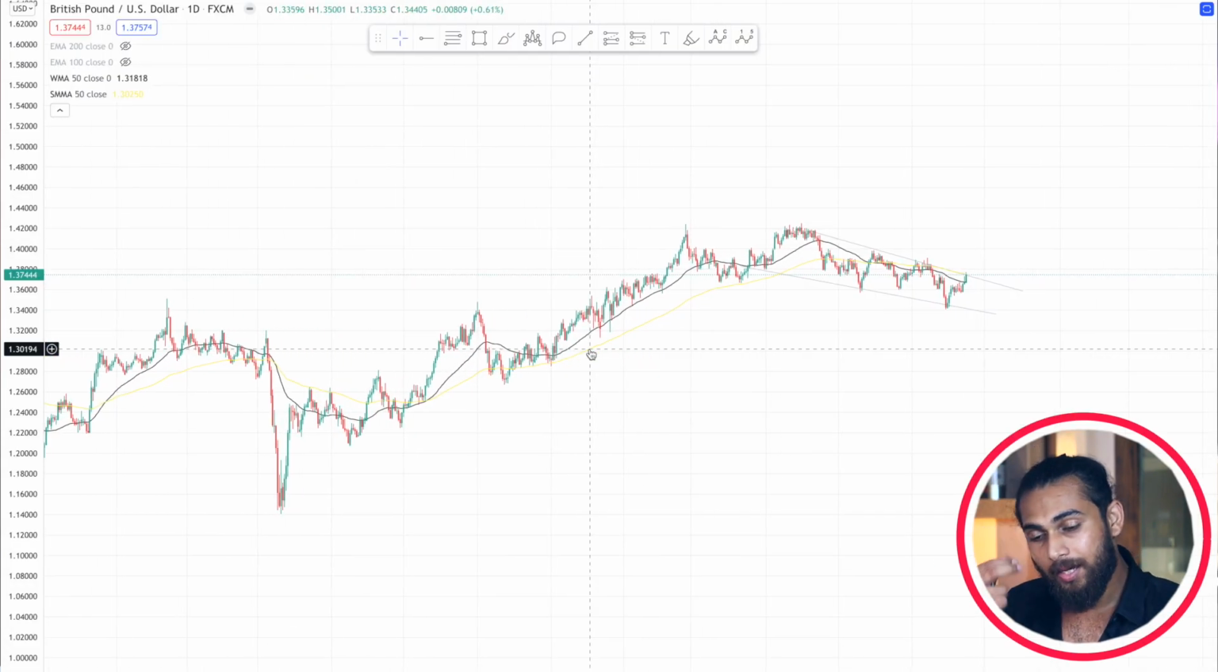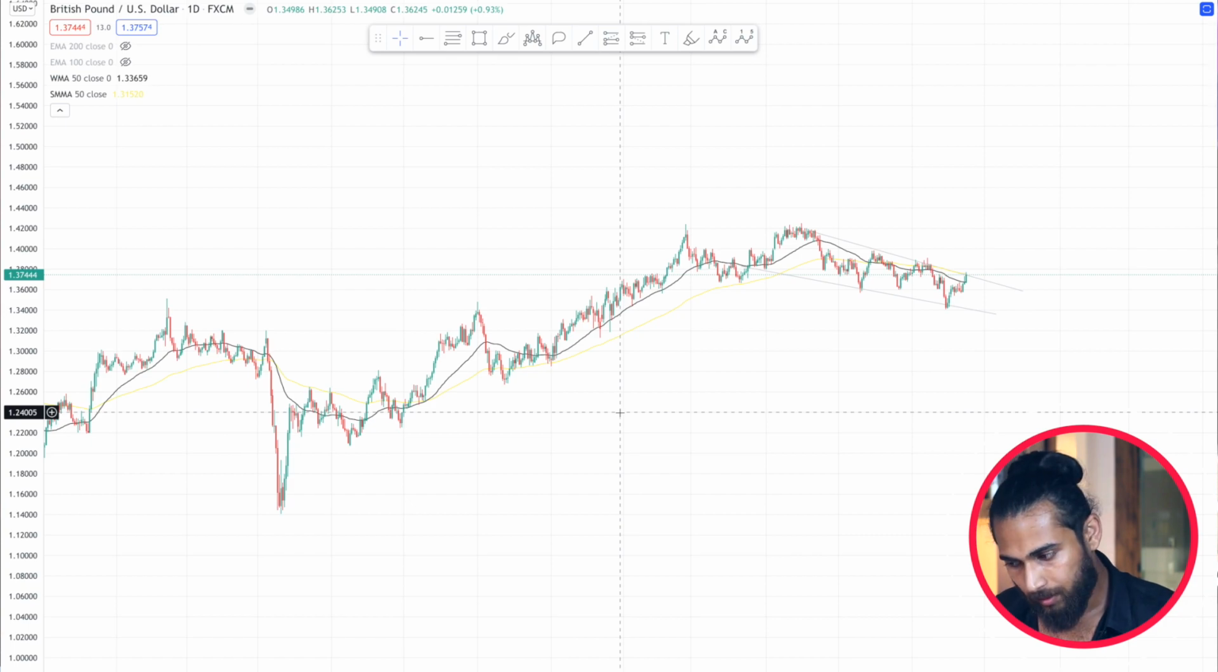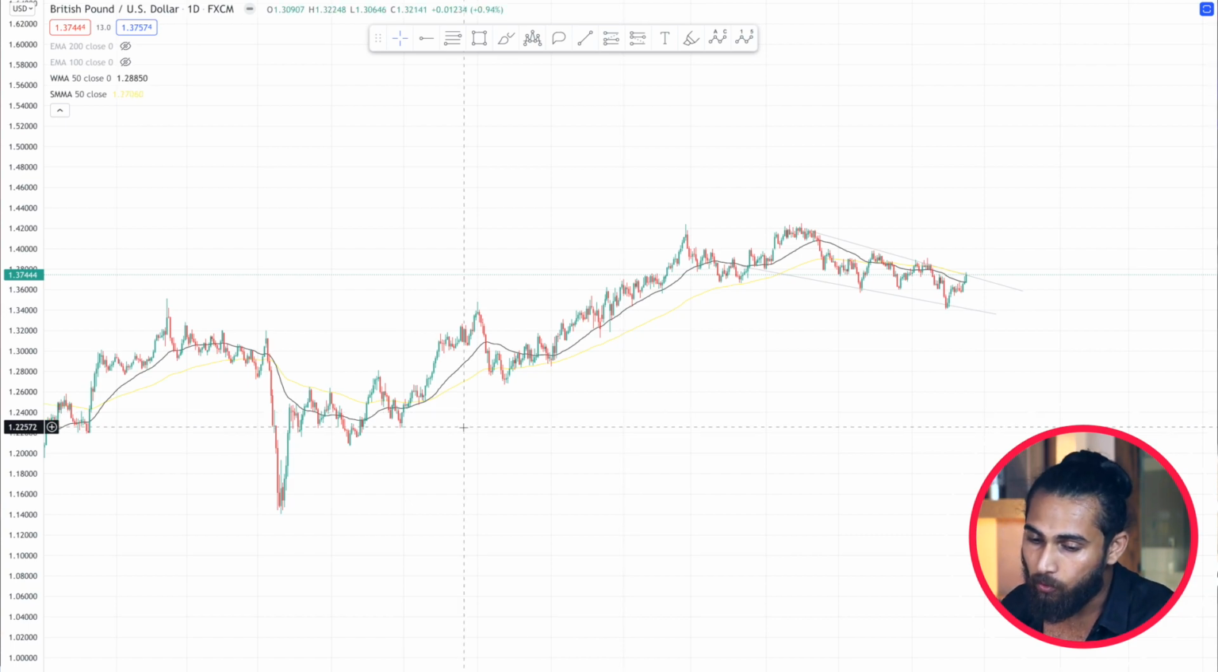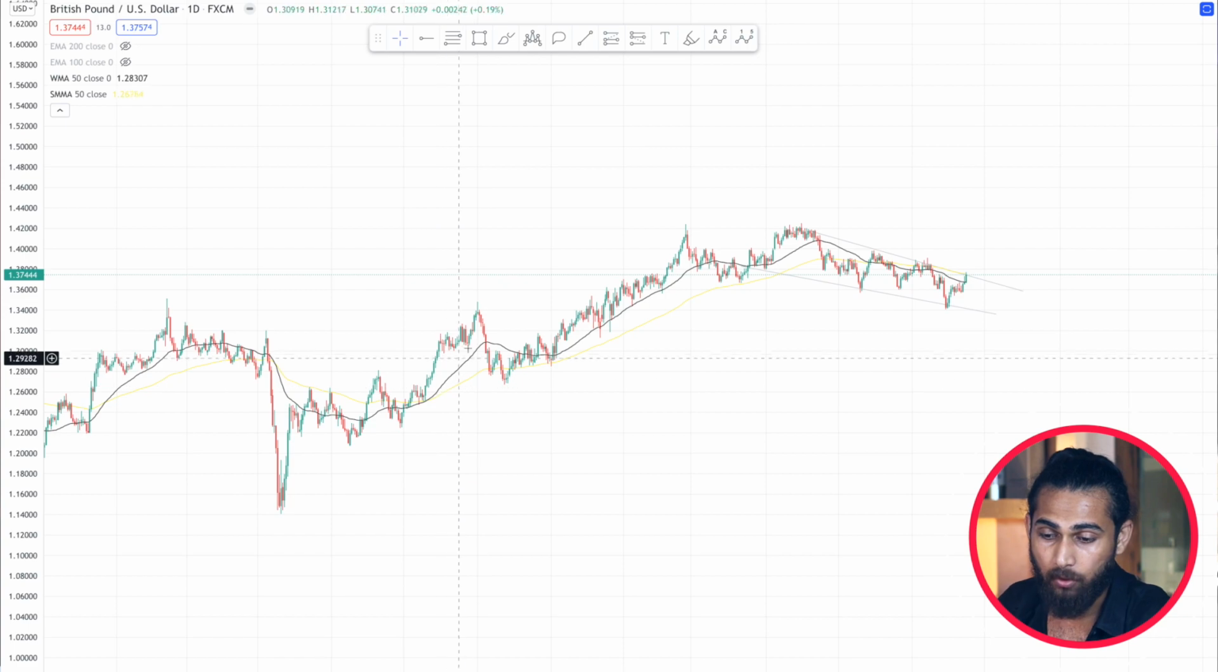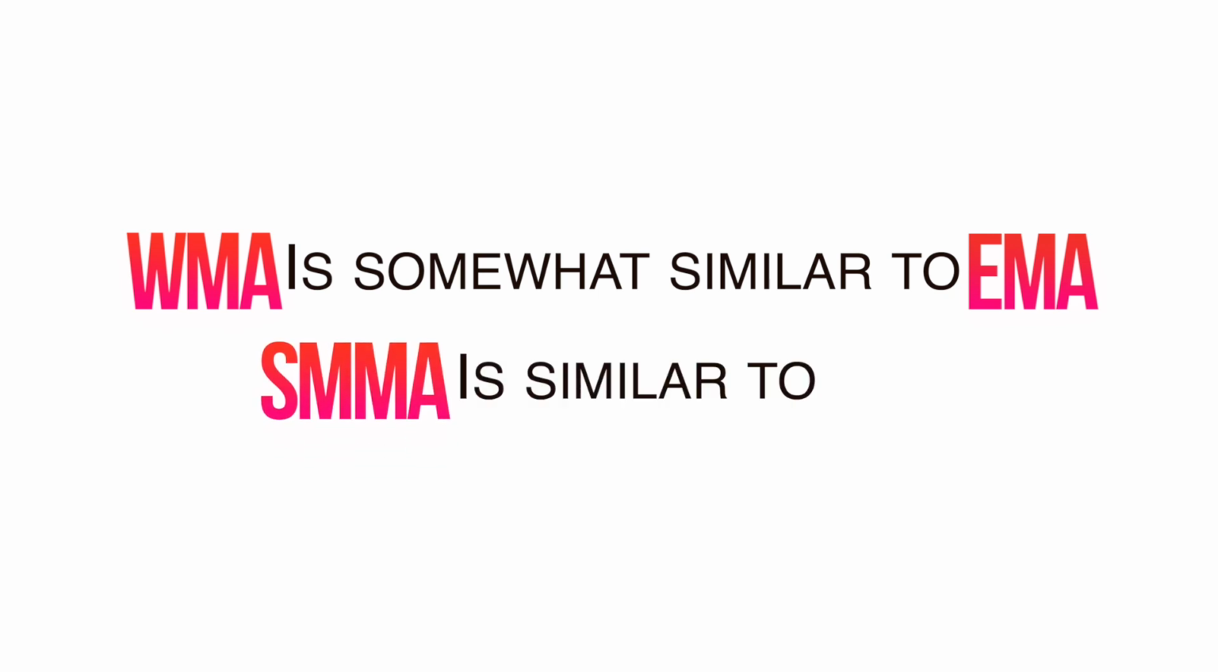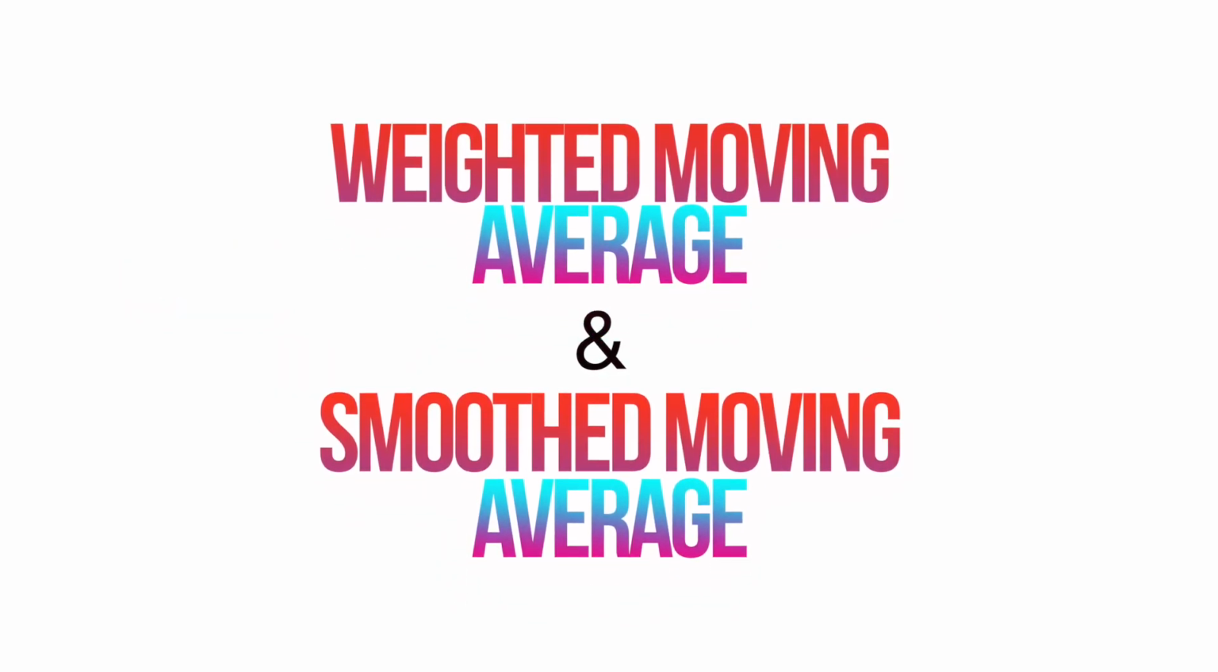Now if you look at the same thing from a different perspective, you will see that the WMA follows the price better and gives you a better understanding of how it moves, just as I said earlier. If you want the winner of the match, that is WMA versus the SMMA, then I can't give you a winner. I don't know if you have observed this or not, but the WMA is somewhat similar to the EMA, and on the other hand, the SMMA is similar to the SMA to some extent. So here it is. This was the weighted moving average versus the smoothed moving average.